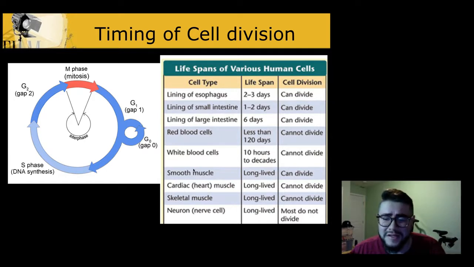While things like smooth muscle are super long-lived. We're talking years here. Cardiac muscle is long-lived and it can't divide. So if you ever have heart damage, it can't repair itself. And then neurons, right? Neurons are long-lived and most of them don't divide. So if you ever have a neurological disorder where your neurons get damaged, whether it's the brain or spinal cord, those cells might not divide.